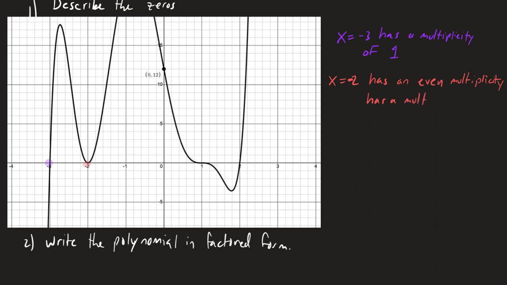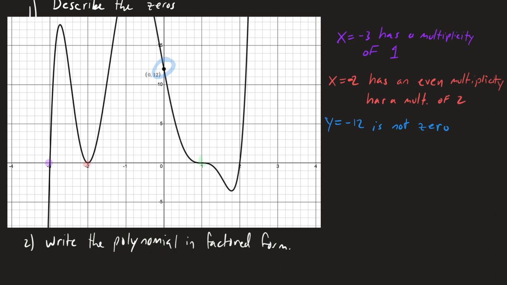I'm just going to abbreviate that to mult. Next one I see is a y-intercept, so here y equals 12. Well, that's not a zero. Only x-intercepts are zeros, so that is not a zero.